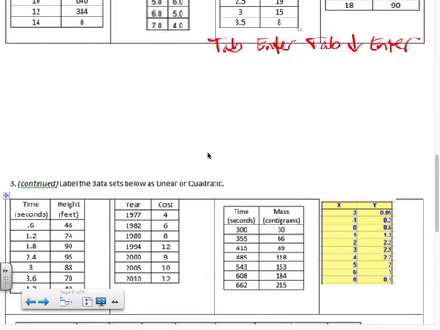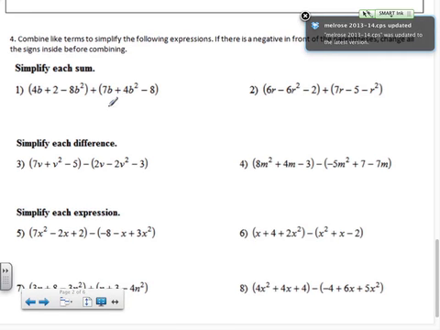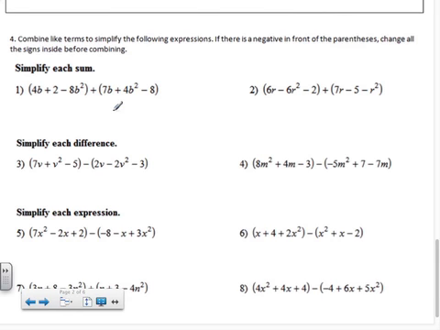Okay. And last but not least, take your paper and flip it over. Hard work. Now, on the back, like I said, I'm going to start reviewing a little bit here. I'm going back to like the second week of school.